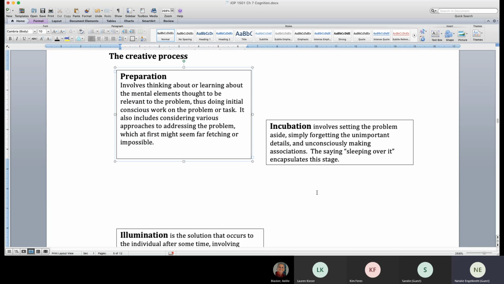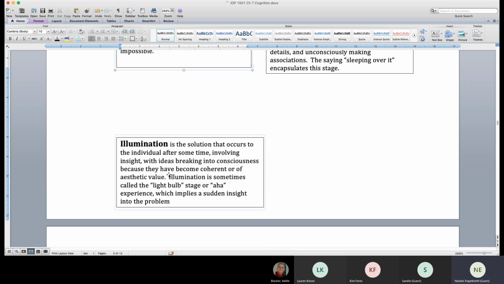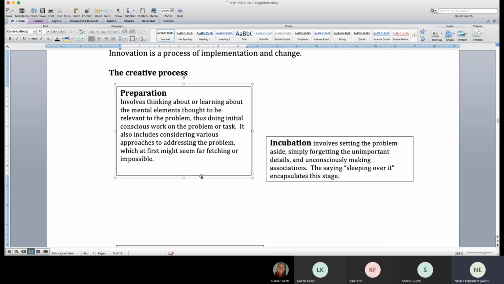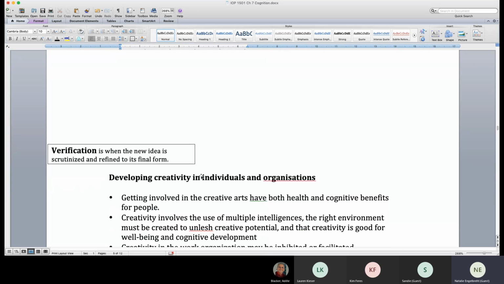And I like this model because the model said there's preparation, which involves really deep thinking about the problem. There's the let me sit with the problem for a while in incubation and, in inverted commas, sleep on it. Then there's the aha, okay, so these are options that can address the problem. And then there's verification, which is when the new idea is scrutinized and refined to its final form. So then you are ready to make a decision. So I think this is a very nice model, the creative process.